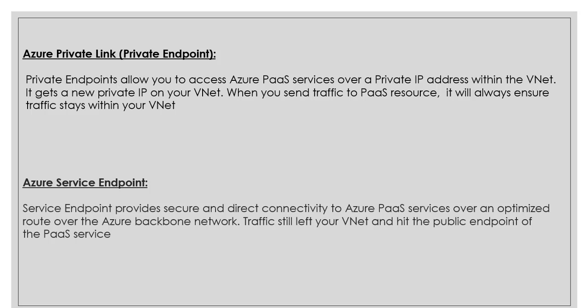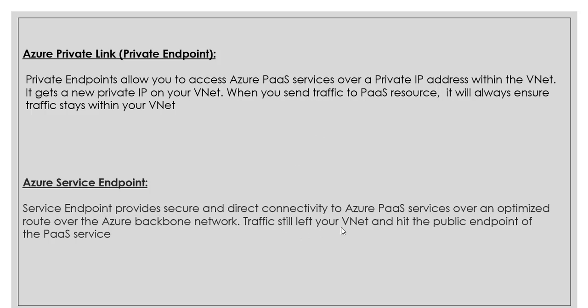On the other hand, we have Azure service endpoints. A service endpoint provides secure and direct connectivity to the Azure PaaS services over an optimized route. So this is a service endpoint. It goes in public, but the only difference is it will not take the common route which everyone takes. It will have an optimized backbone network, an end-to-end network created by Microsoft. Using that network, the transaction will take place.